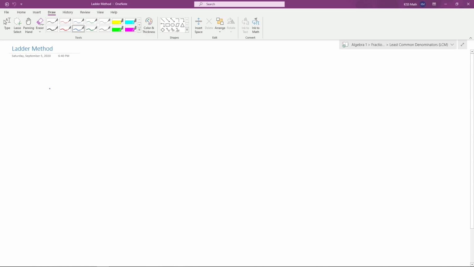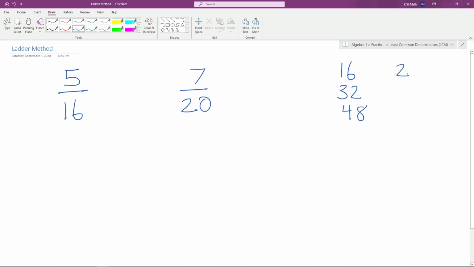Now most of the time you'll be able to find the LCM in your head or make quick guesses. But what about something like 5 over 16 and 7 over 20? Where maybe it's not so easy to list out the multiples. If we start making a table, it would look something like this. So we have 16, the multiples of 16 would be 32, 48, and then for 20, we'd have 20, 40, 60, and it keeps getting higher, right?